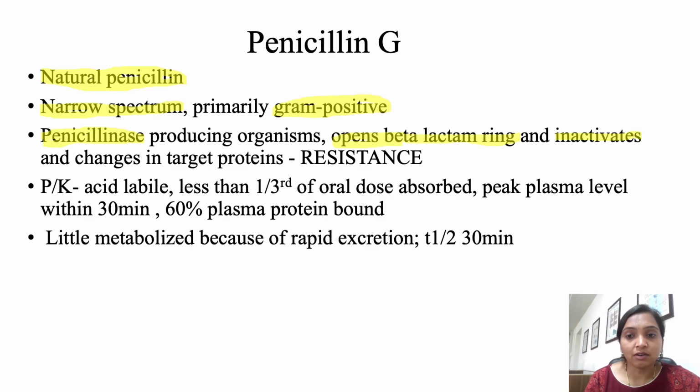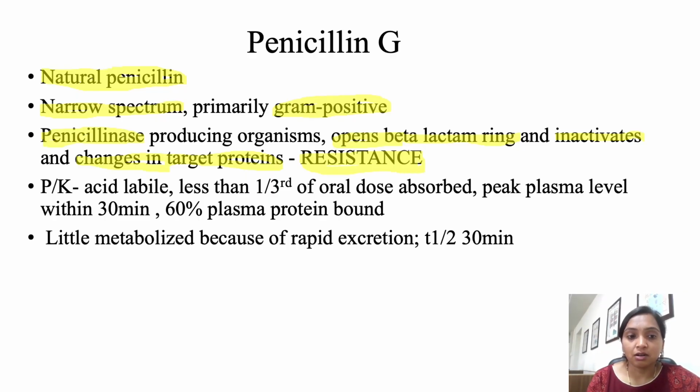Thereby it will inactivate a few proteins, the target proteins, or change these target proteins, resulting in something called an important term, that is resistance. Resistance in penicillin G is mainly because the bacteria produce the penicillinase enzyme, which will inactivate or open up the beta lactam ring, resulting in loss of its antibacterial activity.